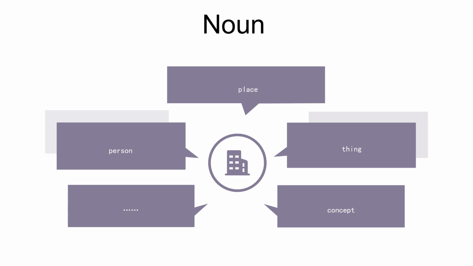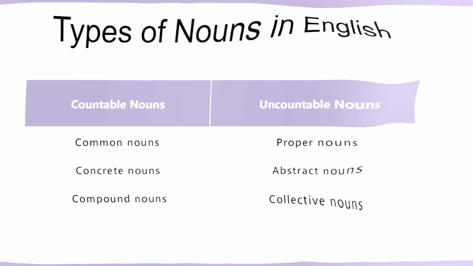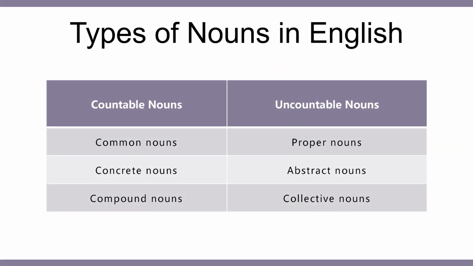What's more important than the definition of a noun is what they do and how they function. In other words, we need to know how English nouns differ from those in your native language. In general, English nouns can be further categorized into 8 types: countable and uncountable nouns, common and proper nouns, concrete and abstract nouns, as well as compound and collective nouns. Let's look at each type of noun with examples.